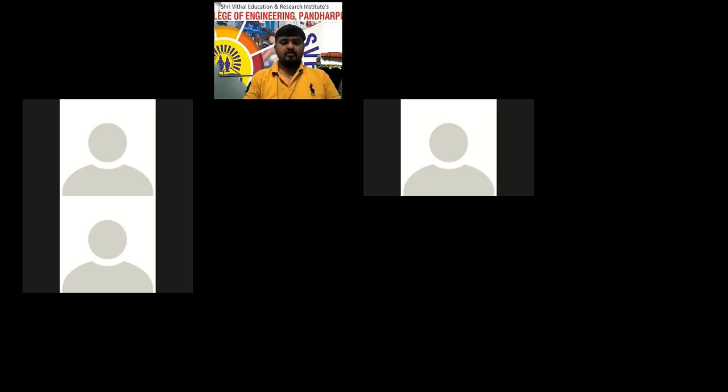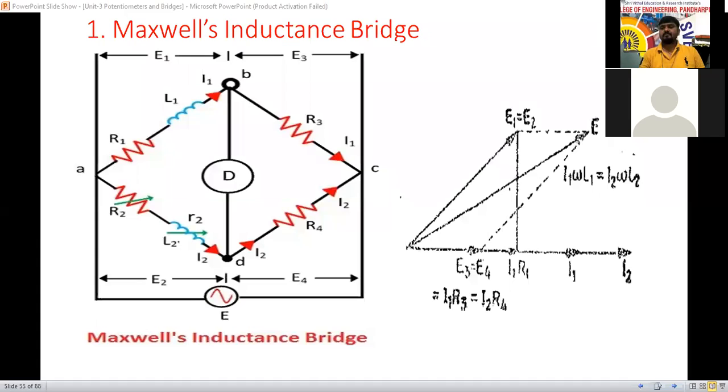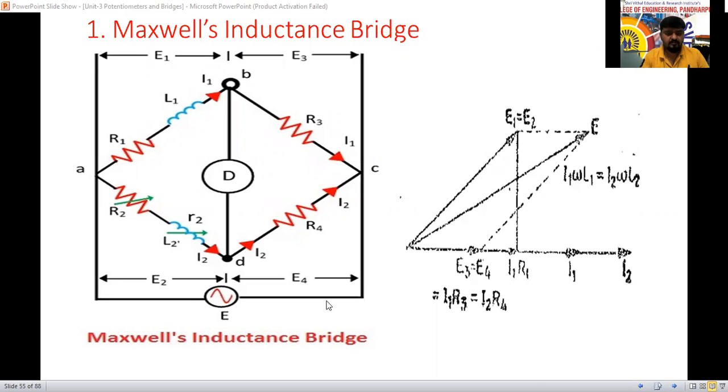Just a minute. Due to internet connection, it was disconnected. Once again, I will share. So is it visible now? Screen is visible or not?